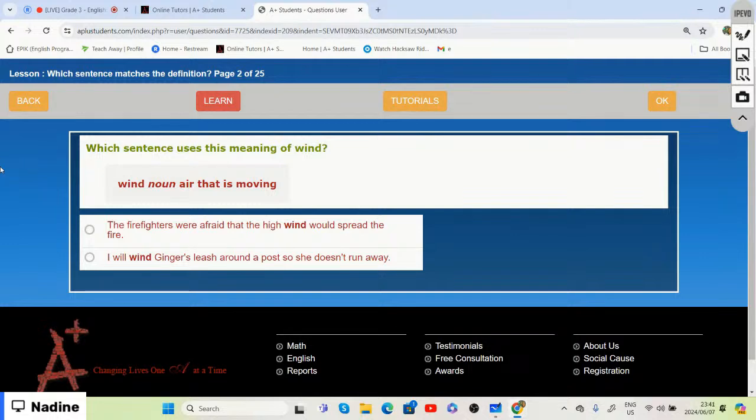All right, so wind is a noun and it is air that is moving, right? And if we must say which sentence matches wind, then the first one says the firefighters were afraid that high wind would spread the fire.